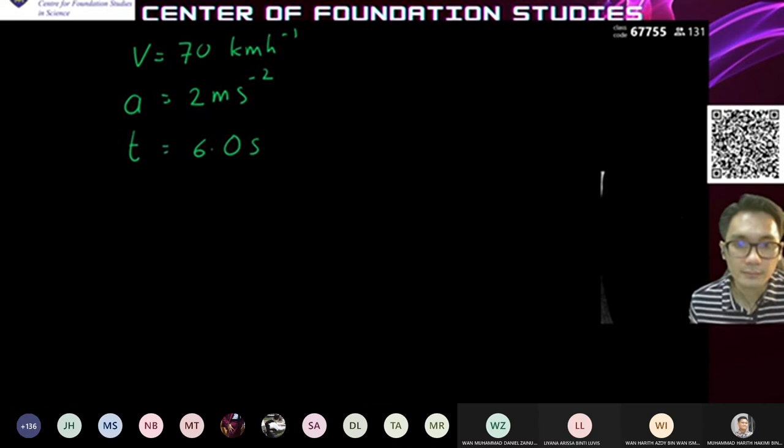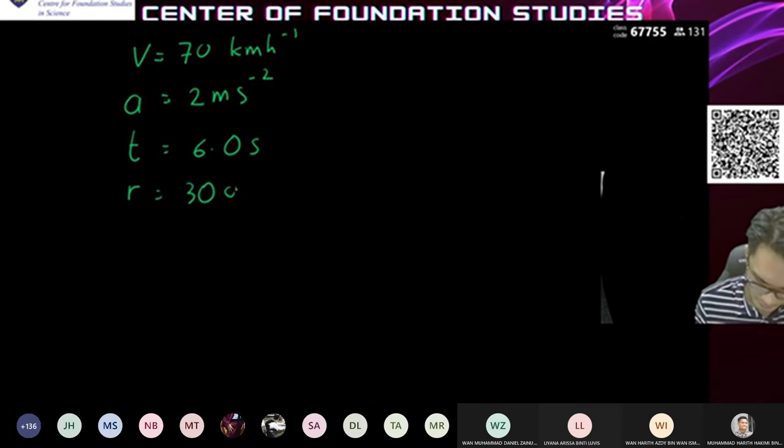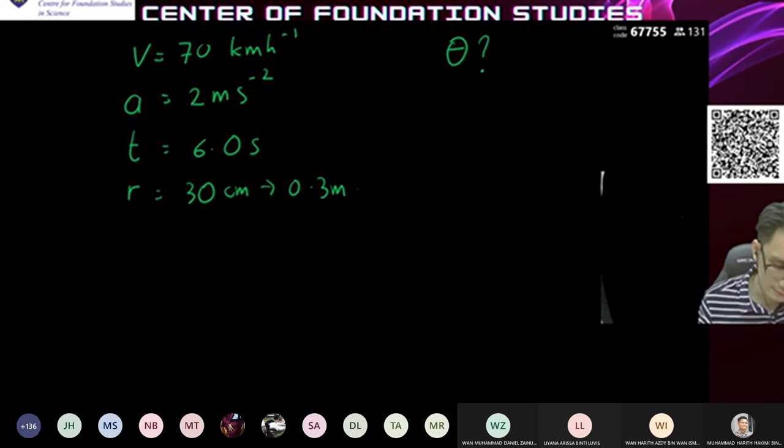Okay, and the radius of the wheel given is 30 cm. Then we convert it into meter. It is 0.3 meter. Determine the number of revolution. So dia nak theta lah, right? So revolution dia nak theta. So what is theta in revolution?